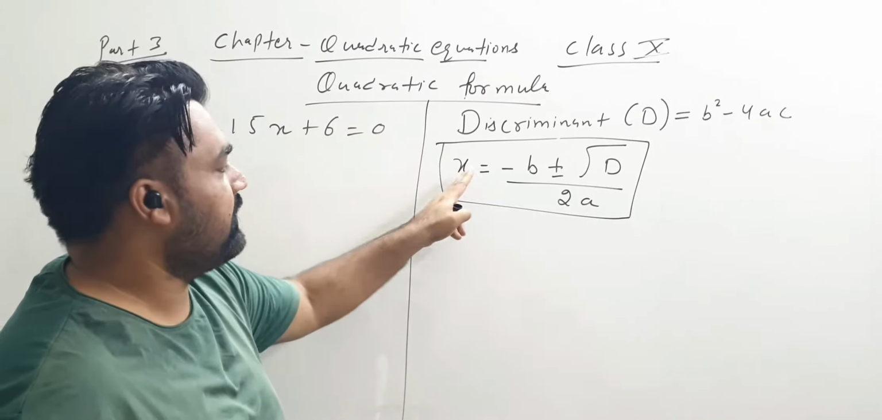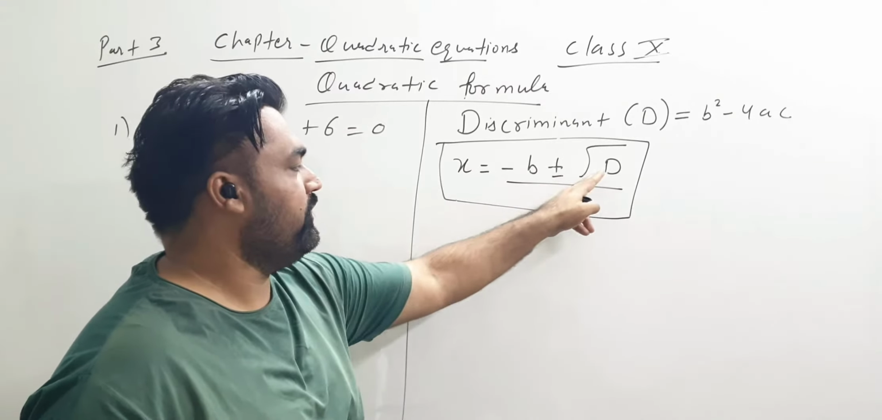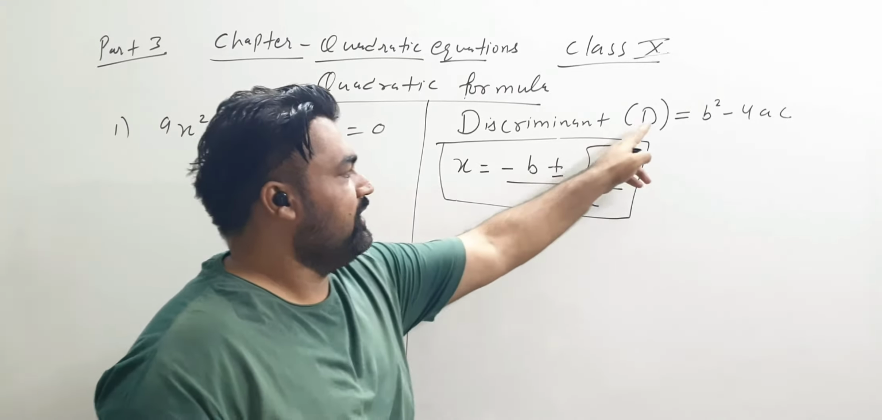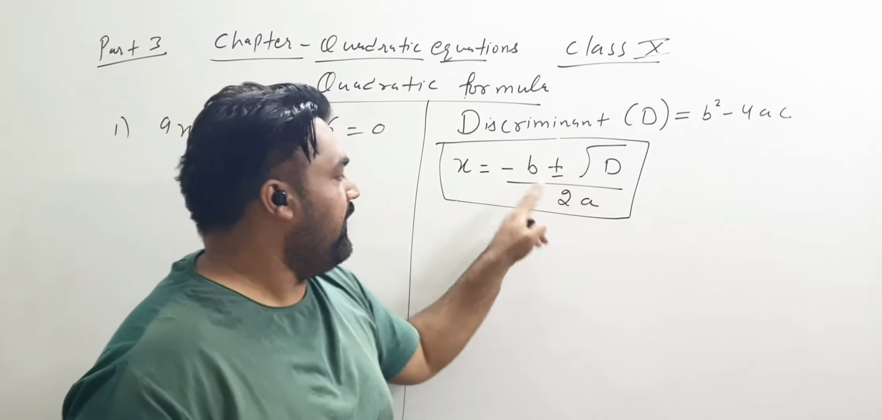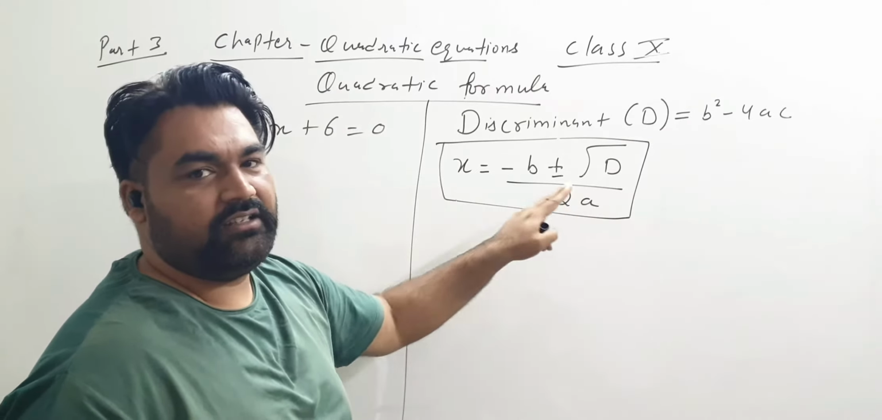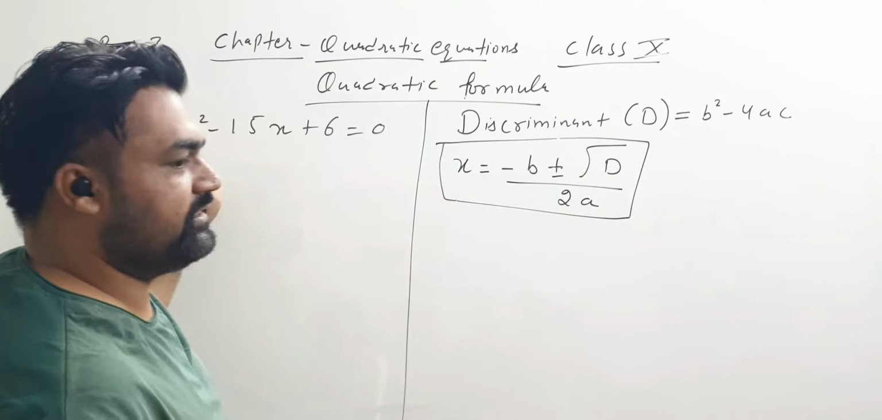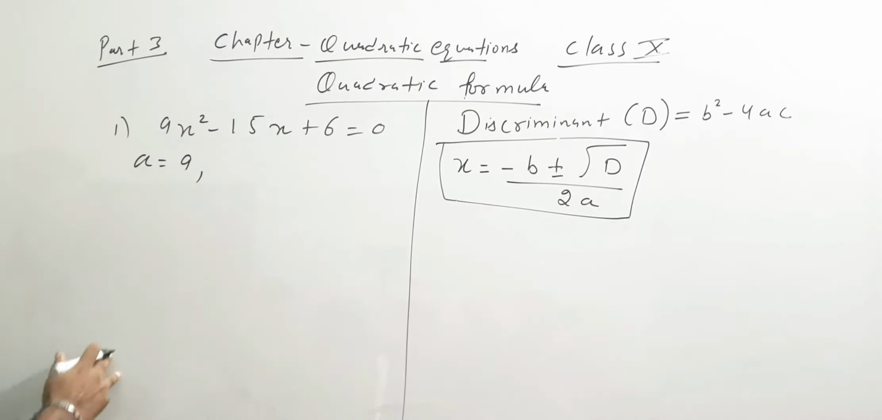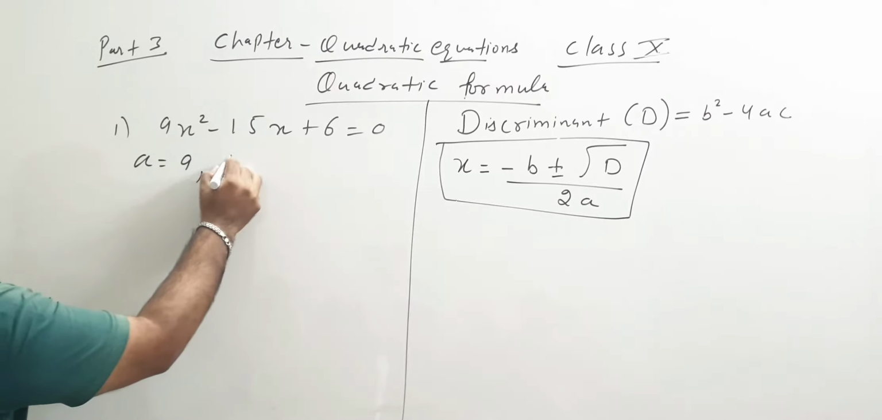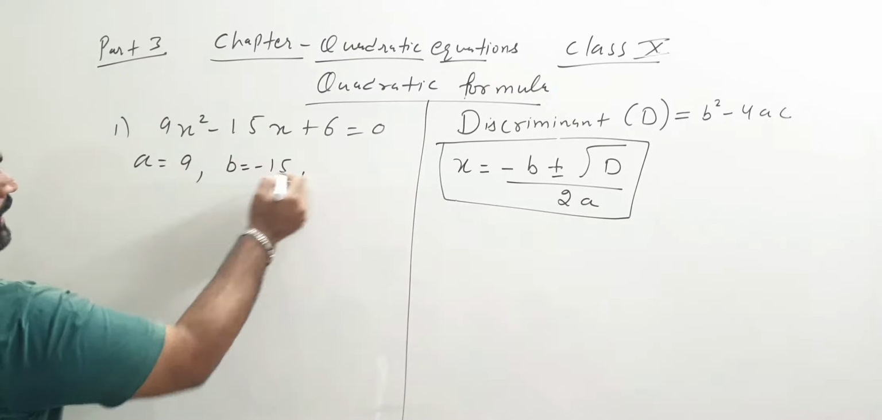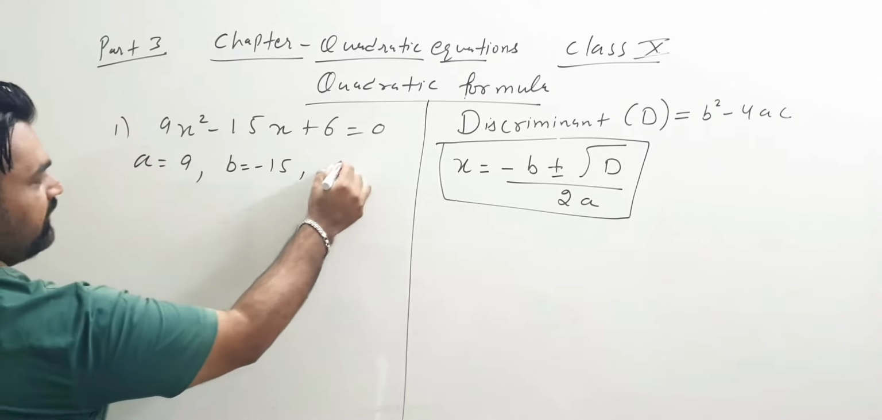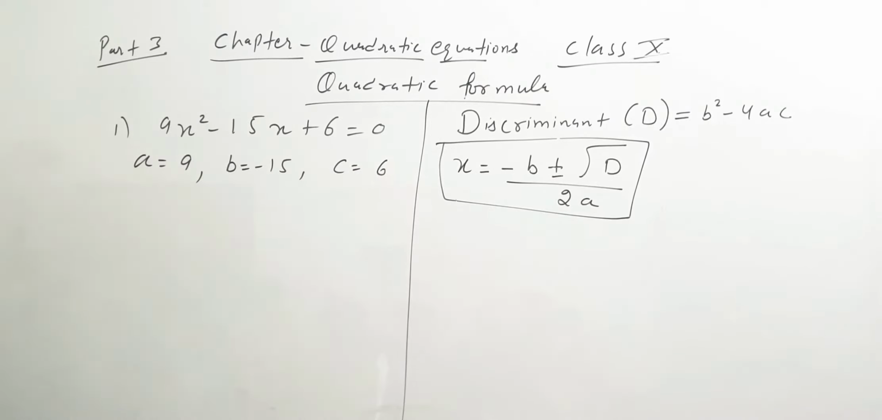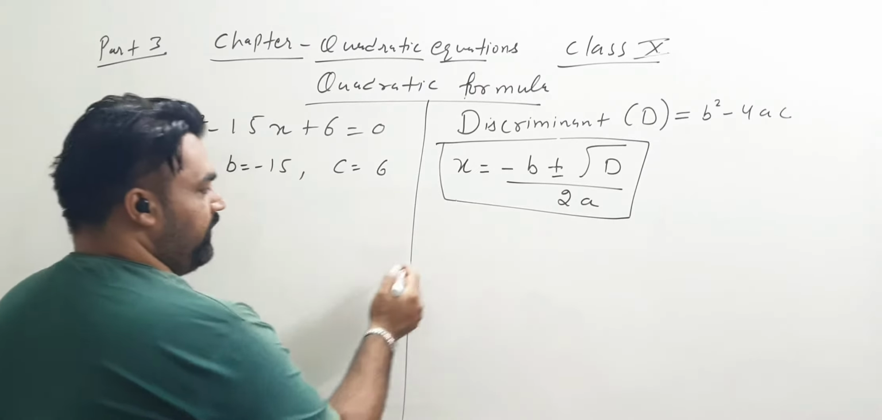The formula is x equals minus b plus minus root d upon 2a. D is b square minus 4ac. And what is the value of a? The value of a is the coefficient of x square. For example, in this question, the value of a is 9. What is the value of b? The coefficient of x, that is minus 15. The value of c is always the number, that is 6. Now, important points.